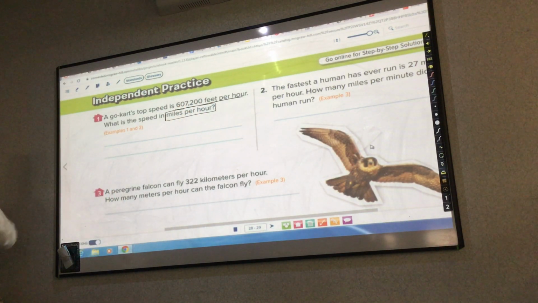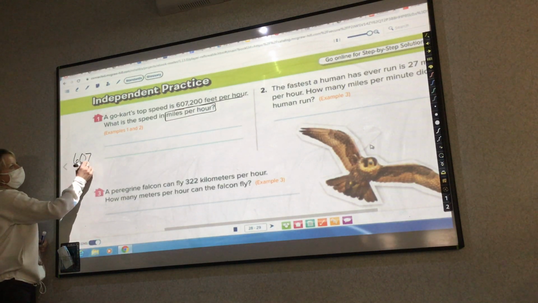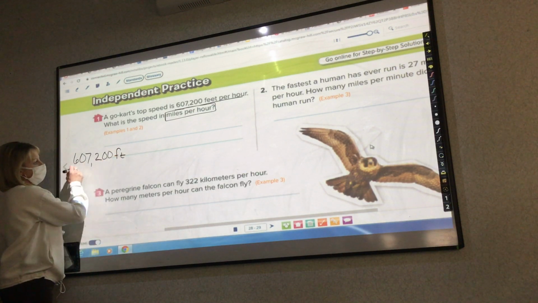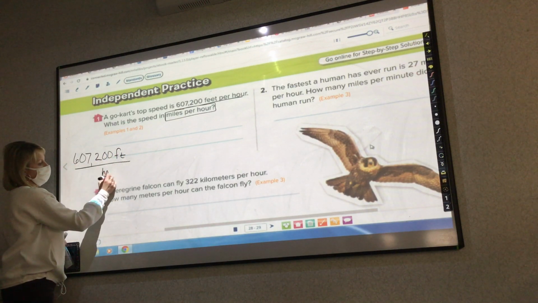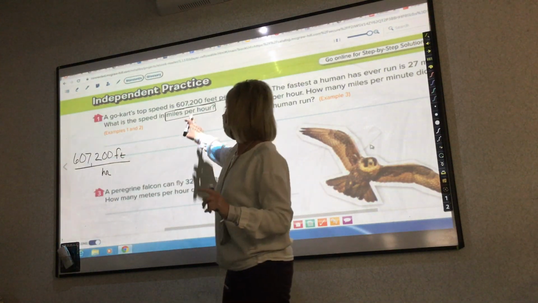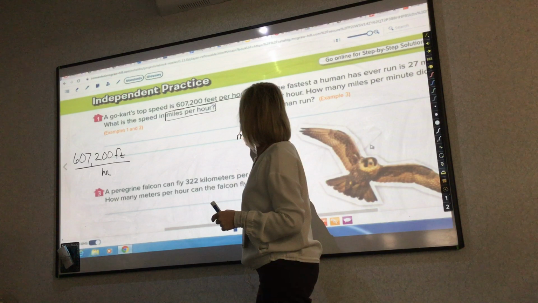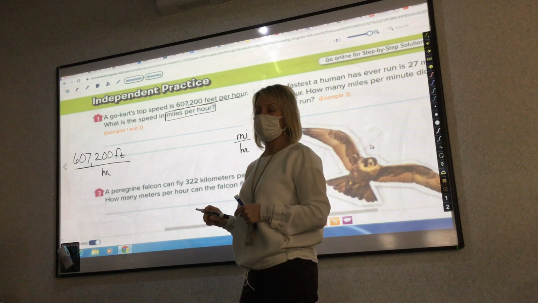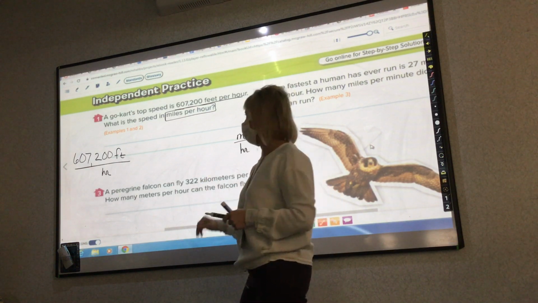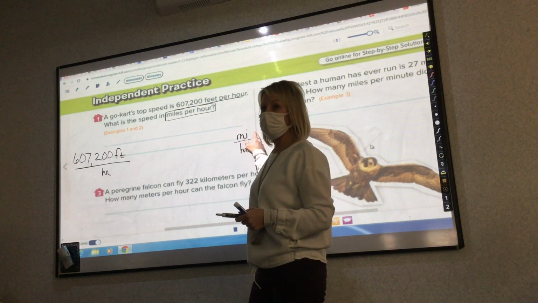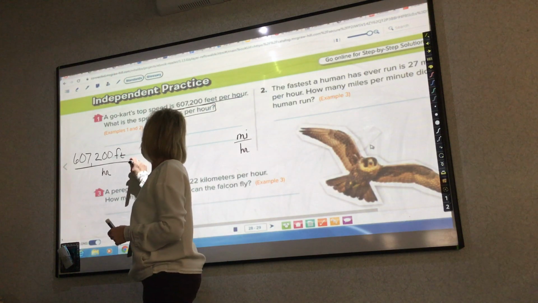So to show the converting rate, what I underlined for what I started with is what I write down first: 607,200, and that's feet, over hours. Then I skip a bunch of space, and I go to my end, which is going to be miles per hour. Okay? Now I look at my units, my type of units. I have feet, and I want to make it miles. So I have to do some canceling out to get to miles.